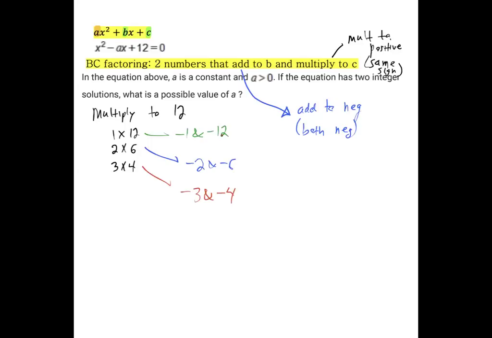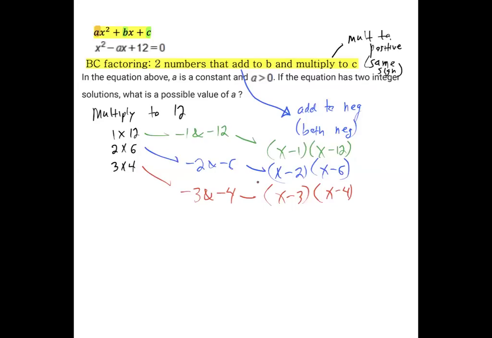Now, if our numbers were -1 and -12, then it would factor to x minus 1, x minus 12. -2 and -6, our numbers would be x minus 2, x minus 6. And for the last one, x minus 3, x minus 4. So we just found 3 possible ways this could work out.